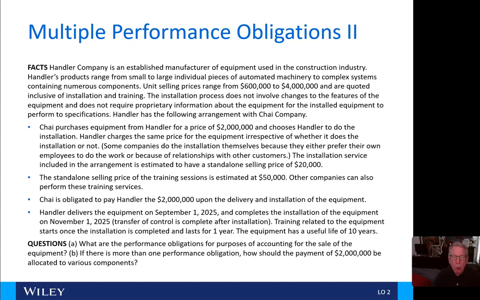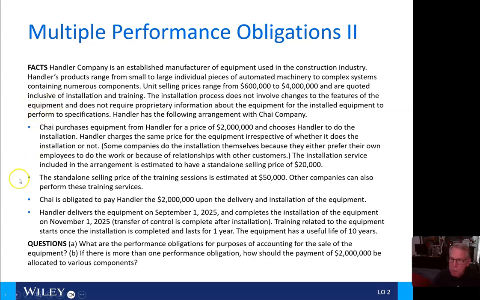Handler has the following arrangement with Chai Company. Number 1, Chai purchases equipment from Handler for a price of $2 million and chooses Handler to do the installation. Handler charges the same price for the equipment irrespective of whether it does the installation or not. Some companies do the installation themselves because they prefer their own employees to do the work or because of relationships with customers. The installation services included in the arrangement are estimated to have a standalone selling price of $20,000.